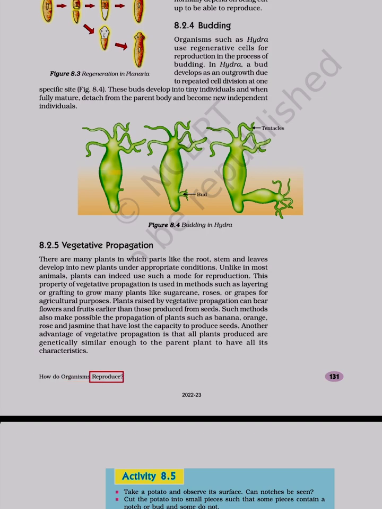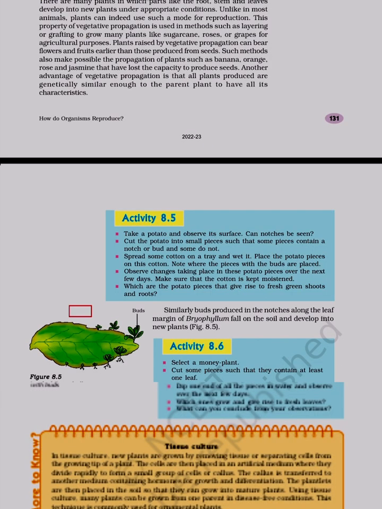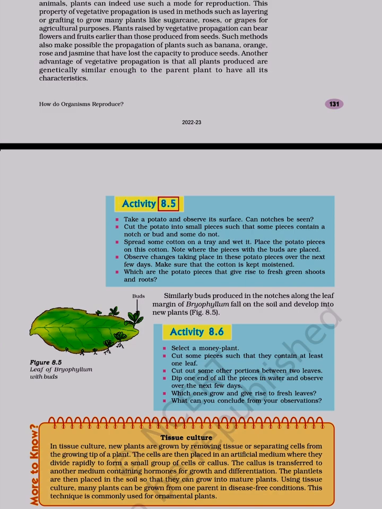How do organisms reproduce? Figure 8.5. Leaf of Bryophyllum with buds. Activity 8.5. Take a potato and observe its surface. Can notches be seen? Cut the potato into small pieces such that some pieces contain a notch or bud and some do not. Spread some cotton on a tray and wet it. Place the potato pieces on this cotton. Note where the pieces with the buds are placed and observe changes taking place in these potato pieces over the next few days. Make sure that the cotton is kept moistened. Which are the potato pieces that give rise to fresh green shoots and roots?